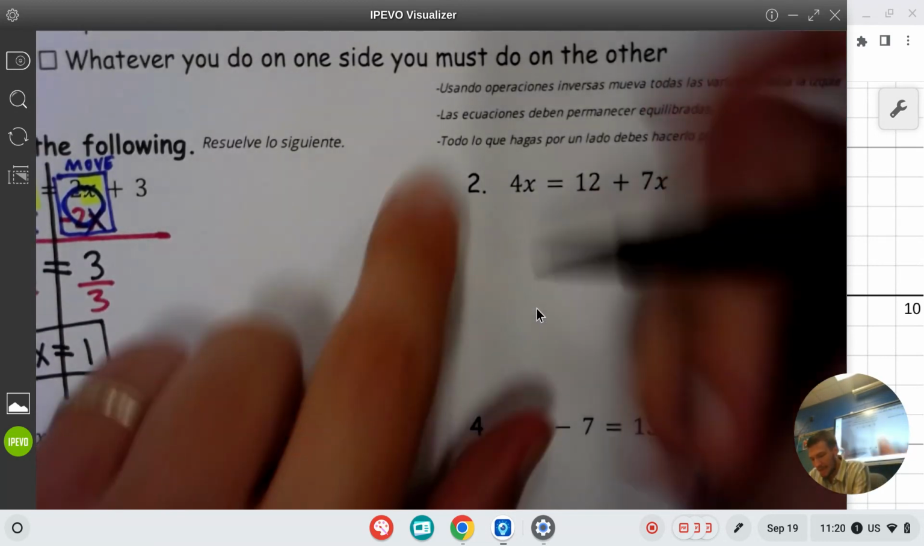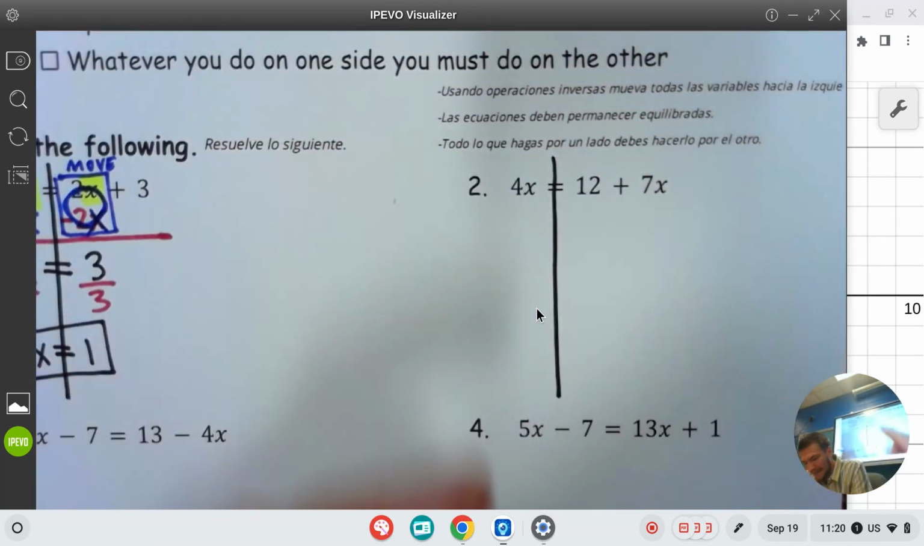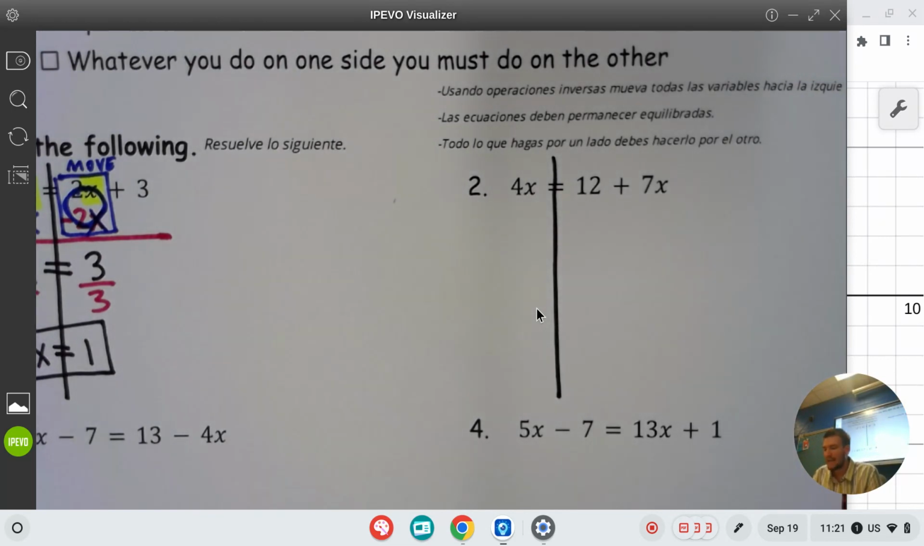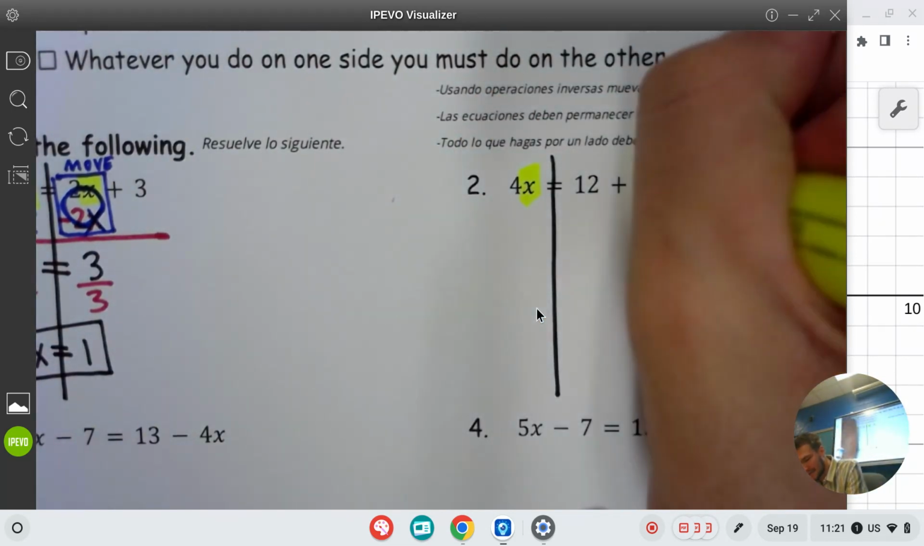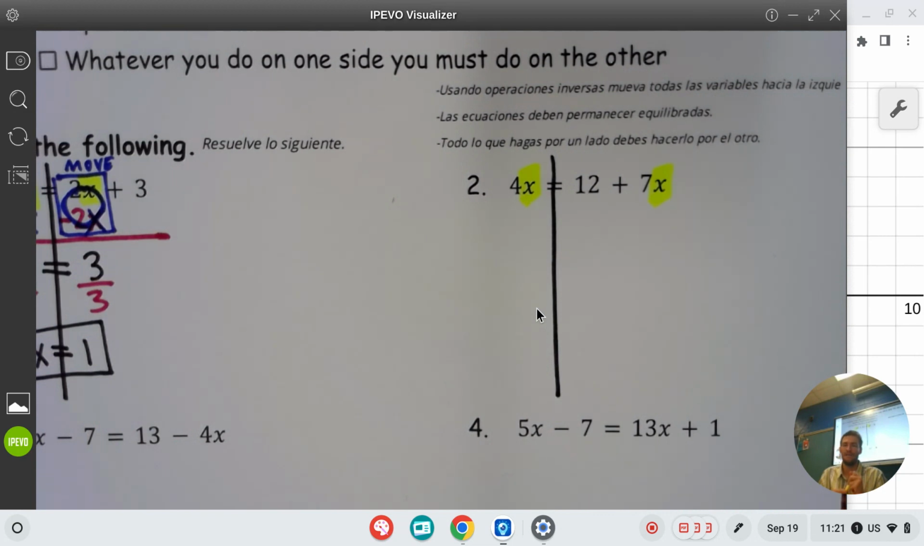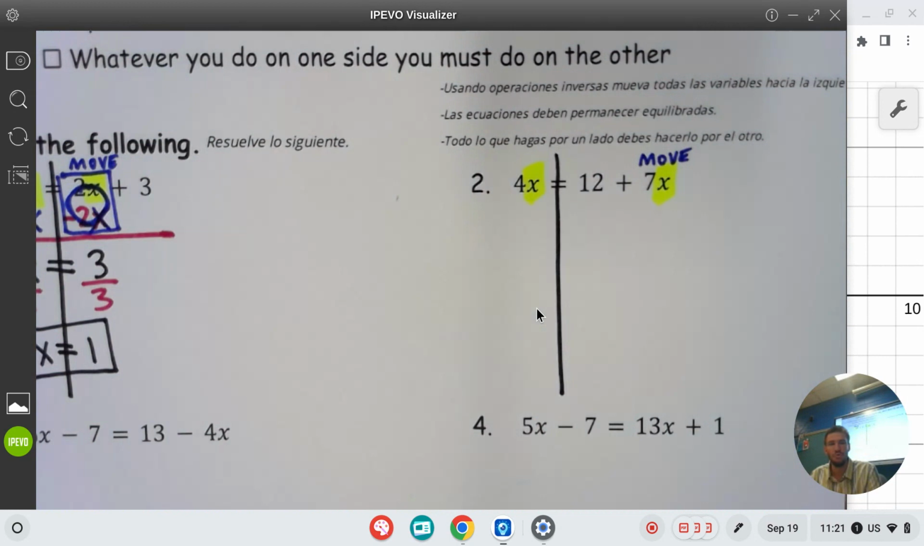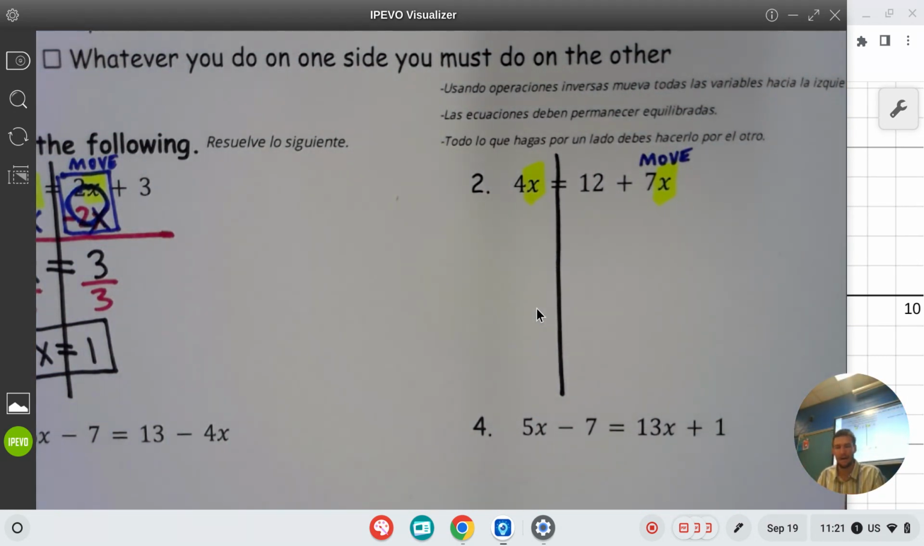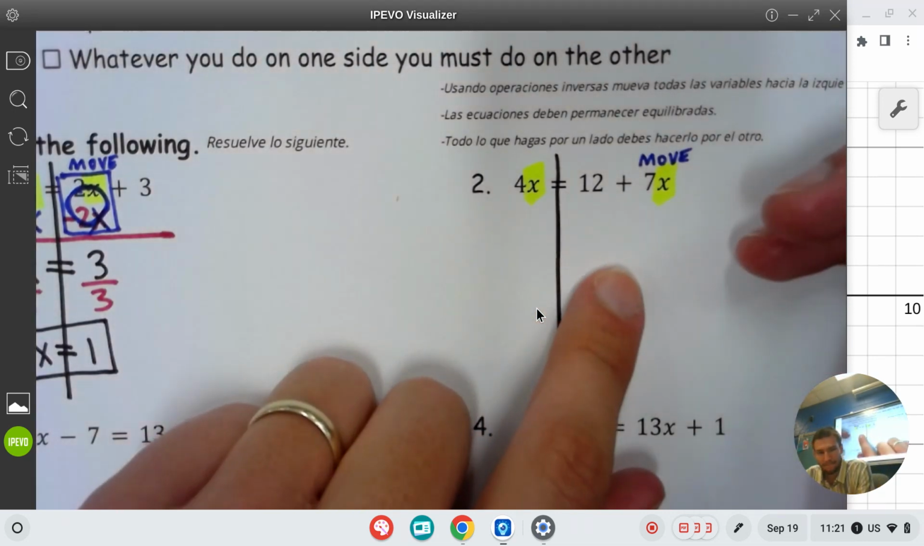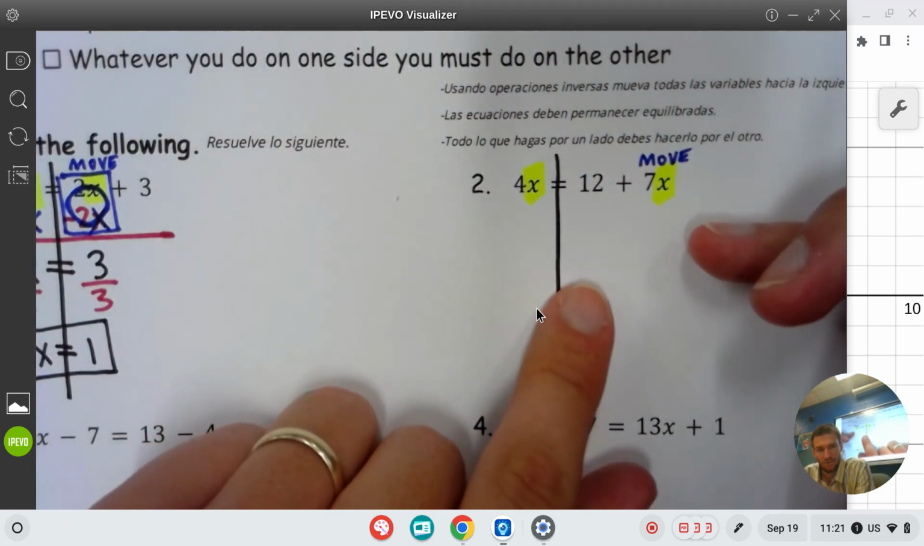Question number 2. Line down the equal sign. Find your x's. A little bit more interesting than yesterday. We're going to have a couple different piles of x's now. We want to move the 4 or move the 7? Move the 7. All right? And if we want to move the 7, how are we going to move the 7 with an opposite operation? Okay, I like that.